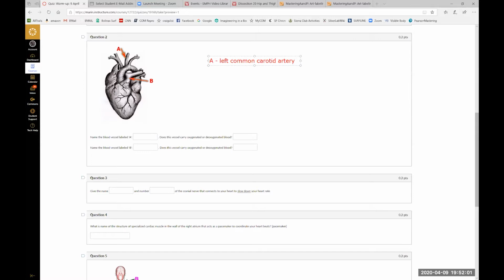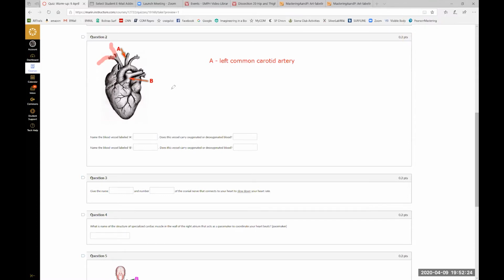Wait, so the right part of it, is that the right common carotid artery? Say that one more time. So the vessel right next to it on the right is going to be the right common carotid artery. Right carotid's up here. Right common carotid and the right subclavian all come off of the trunk.